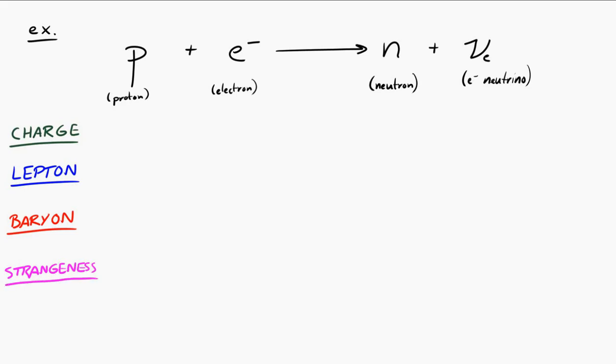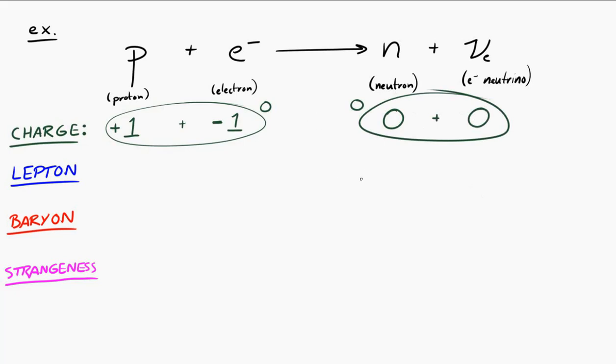So let's see, is charge conserved in this interaction? Well, before the interaction, we have a charge of +1 and -1. So that's a total charge of 0 before. And after, we have a charge of 0 and 0. Okay, so we start with a charge of 0 and we end with a total charge of 0. Charge is conserved.